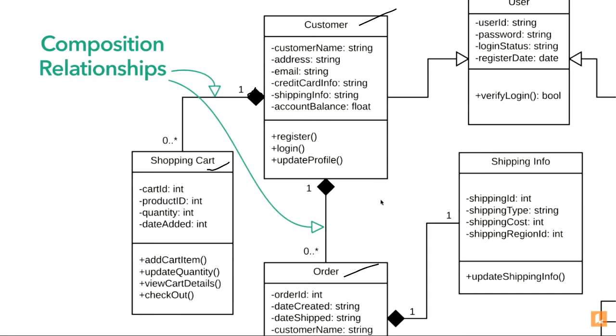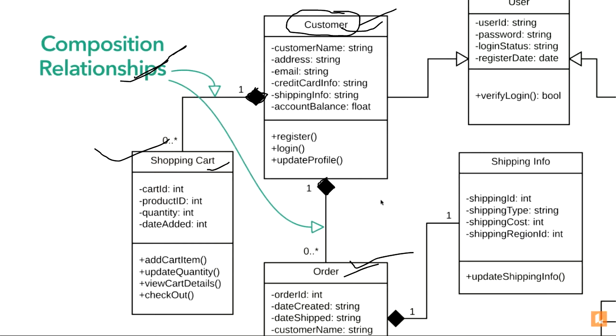But this is a composition relationship. अब composition relationship is with this class, and यहाँ पे भी composition relationship is with this class. So which is the parent class? This customer is the parent class for both shopping cart and order. When I'm saying parent class, it doesn't mean inheritance is happening here. It is a parent class for this composition relationship.